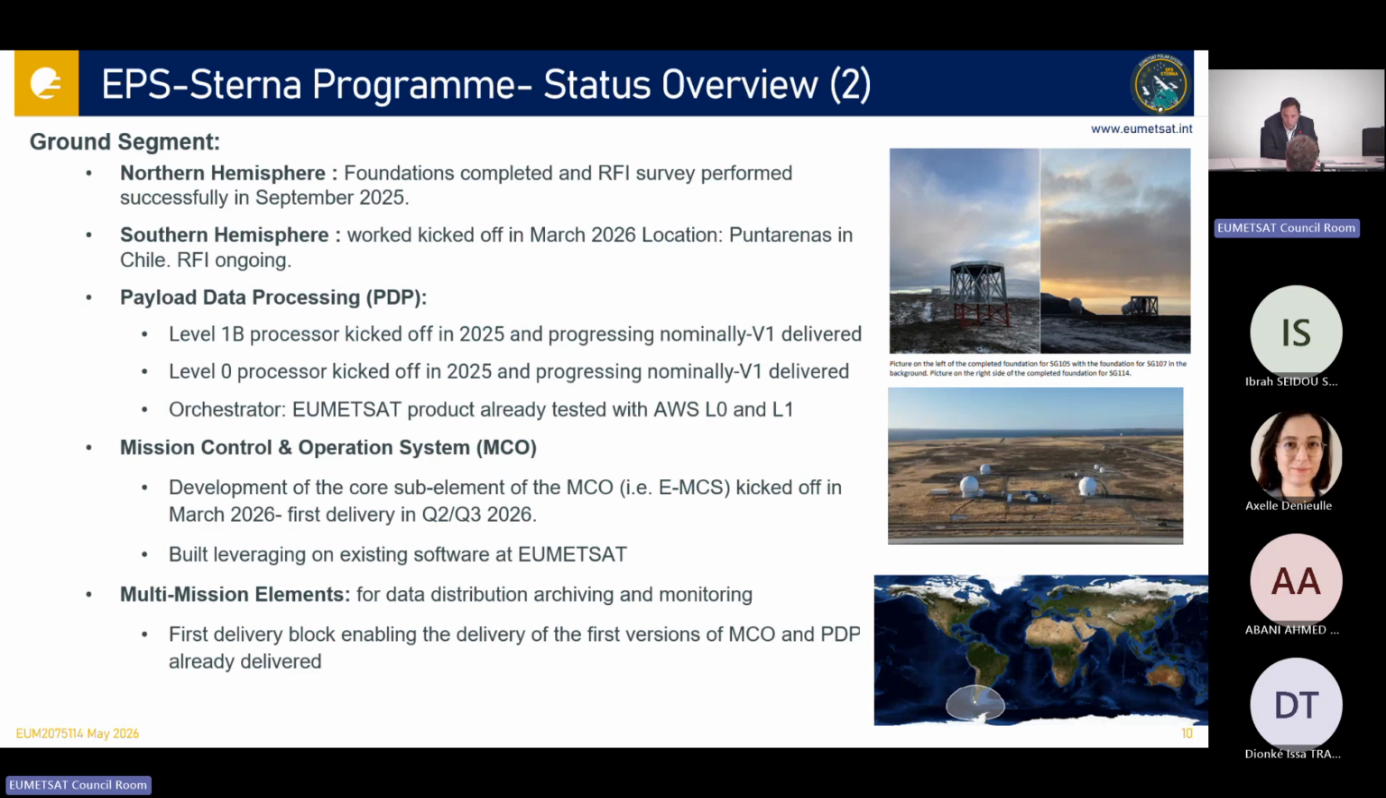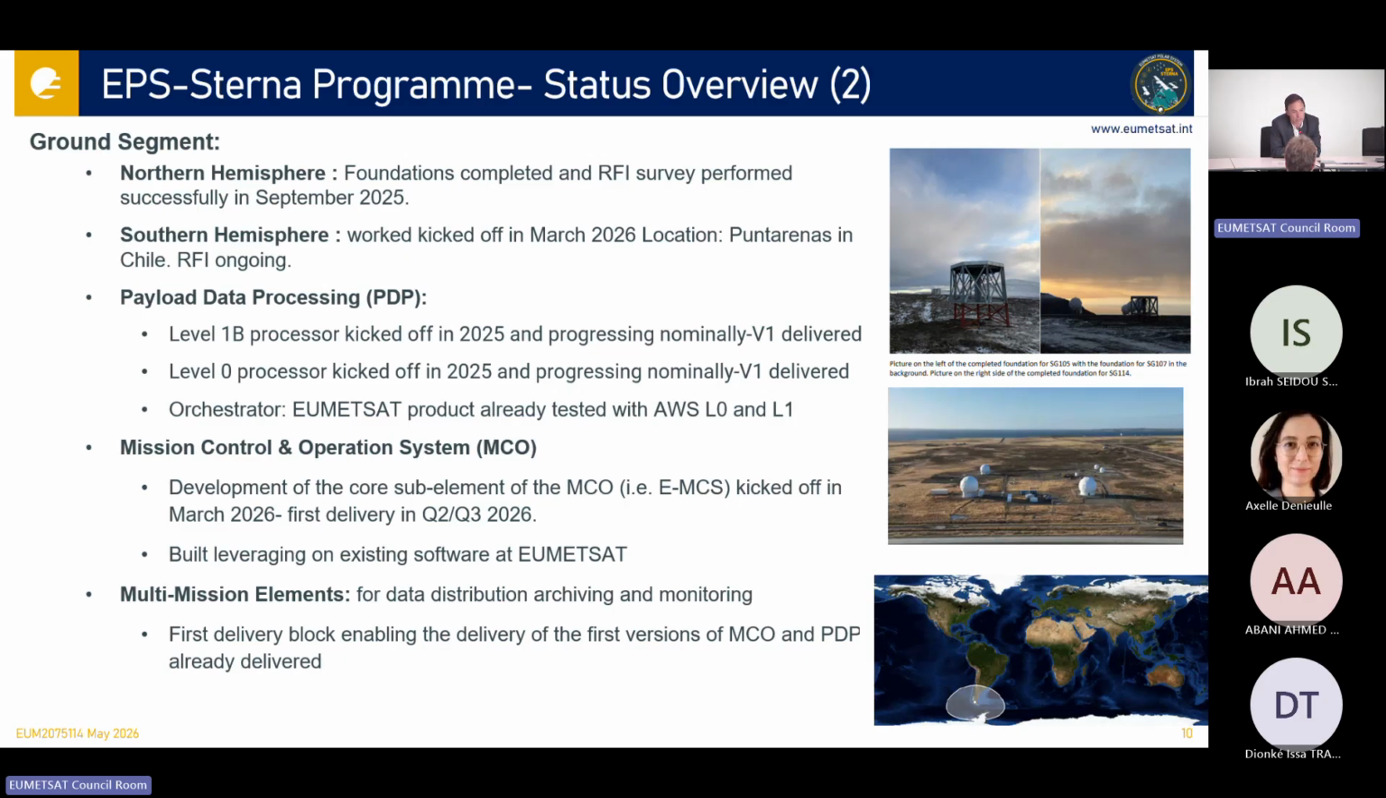Just a few points on where we are, also on the development of the ground segment, and you may see that on that front, we are quite advanced already. So the Northern Hemisphere ground stations are almost completed. We conducted last year an RFI survey, so checking for interferences. We are planning now to deliver the stations, antennas, radome, and backend already in October in the Northern Hemisphere.